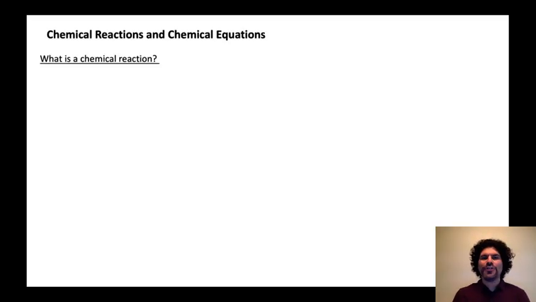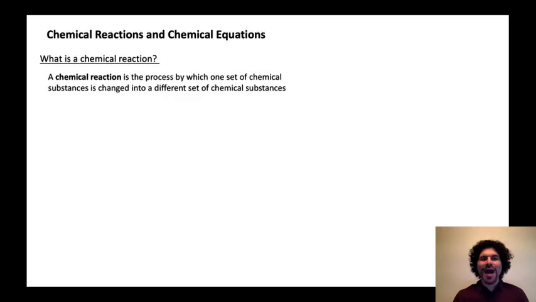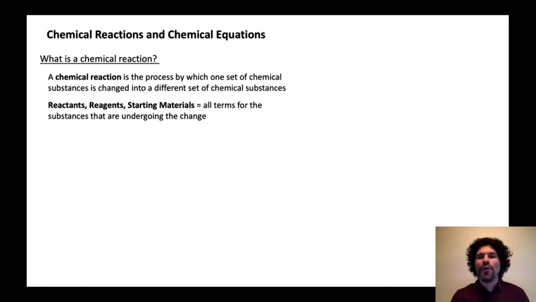We now begin the first of two units where we talk about chemical reactions. So I think the best place to begin is to ask the question, what is a chemical reaction? My definition is that a chemical reaction is the process by which one set of chemical substances is changed into a different set of chemical substances.